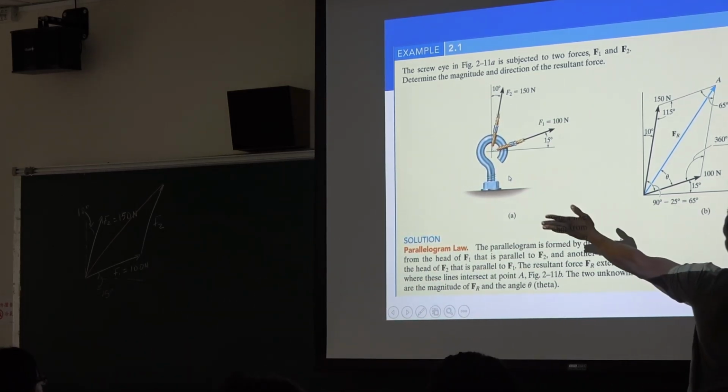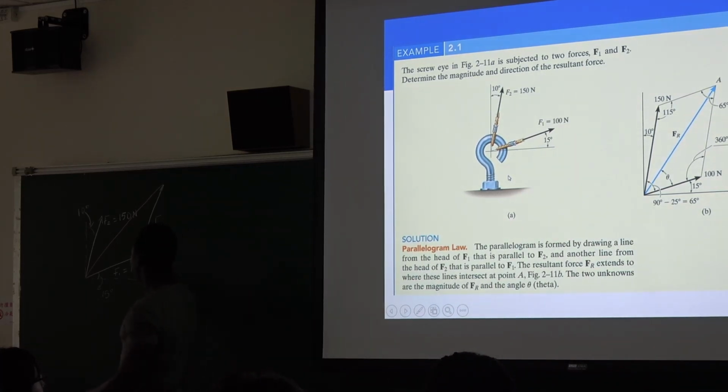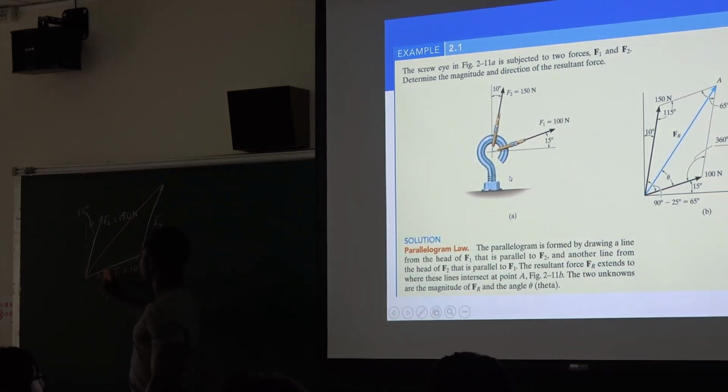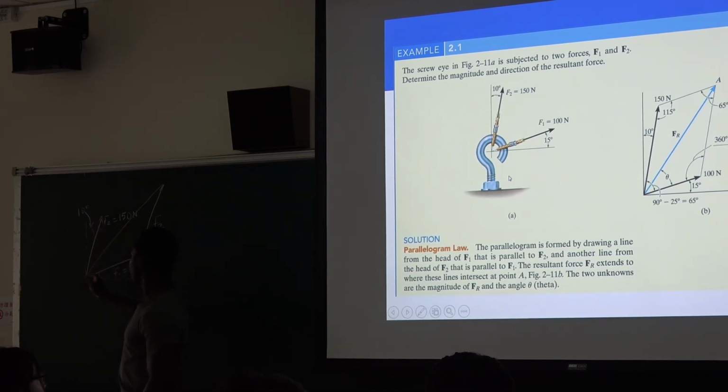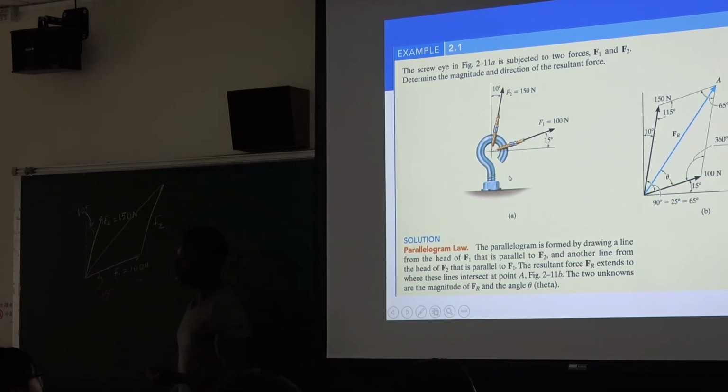Okay, so this is the same representation we have here, right? We have F1 along this direction, we have F2 along here, and then we can have our resultant force here. But if we want to use the triangle law, what do we do? We just move F2 from here to here. You just transpose it.